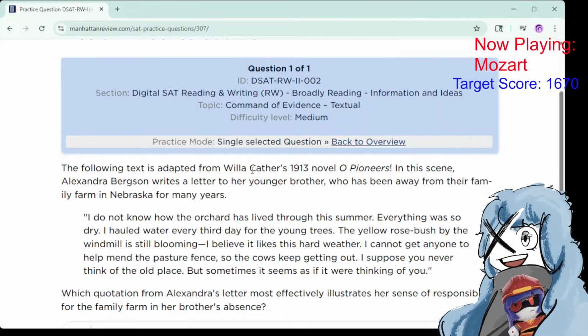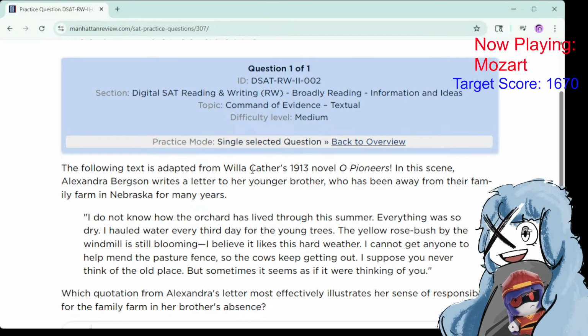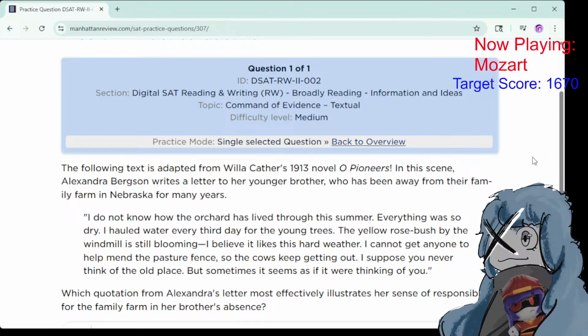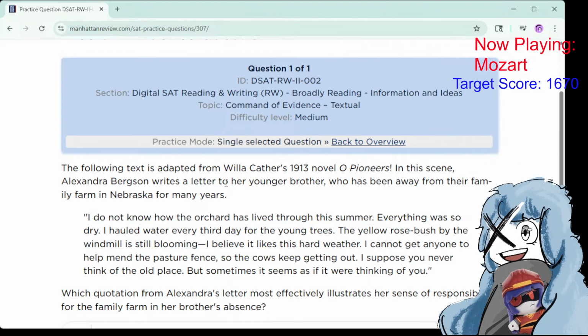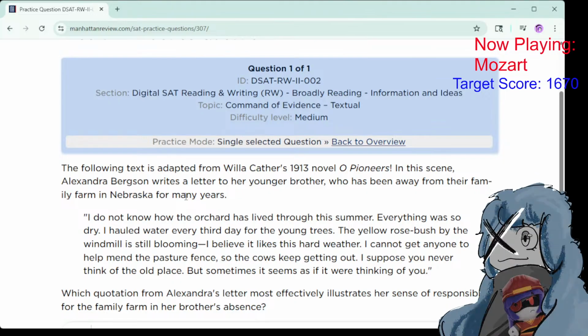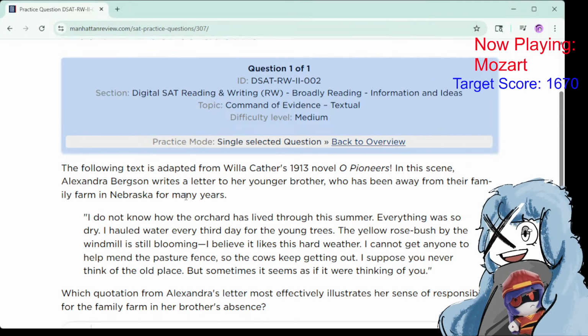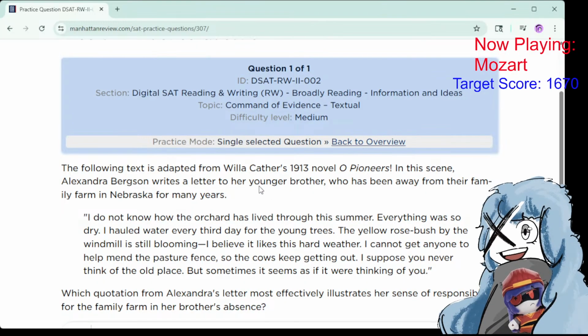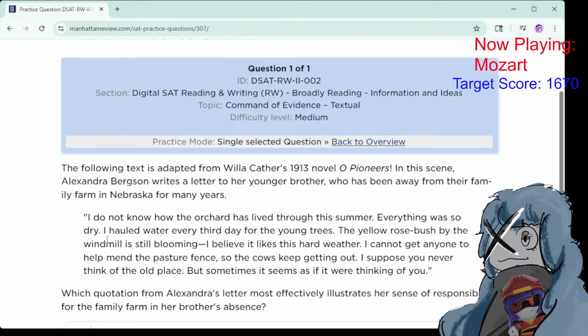Just during the Reformation era, and if this is Europe, it's basically World War One. Initially, as alleged, her younger brother who has been away from their family farm in Nebraska for many years. It's America. So Nebraska is a rural area, so it's not Reformation. So, O Pioneers. She writes a letter to her young brother who has been away.